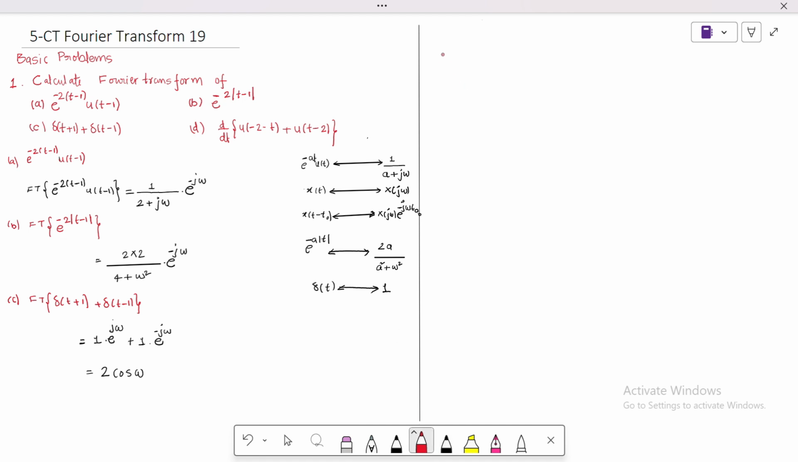Then next problem. d by dt of u of minus 2 minus t plus u of t minus 2. Here I am assuming this as y of t. So this is x1 of t, and this one is x2 of t.